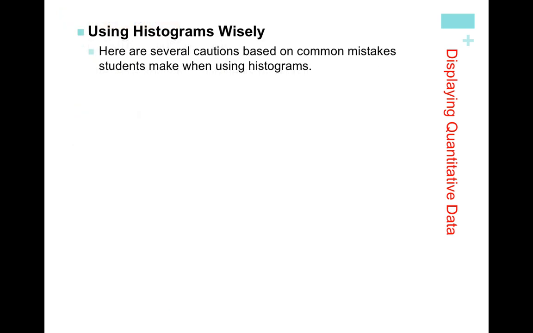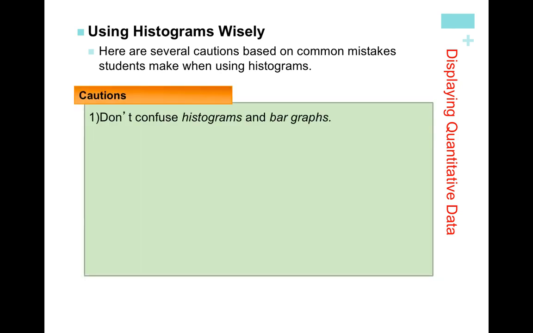Some things that we want to be careful of when we're looking at histograms. We don't want to confuse them with bar graphs. I had mentioned them at the beginning of the notes today. We want to make sure that we only use histograms with quantitative variables, bar graphs with categorical variables. Again, here there's no space between the bars. Here there is equal space between the bars.